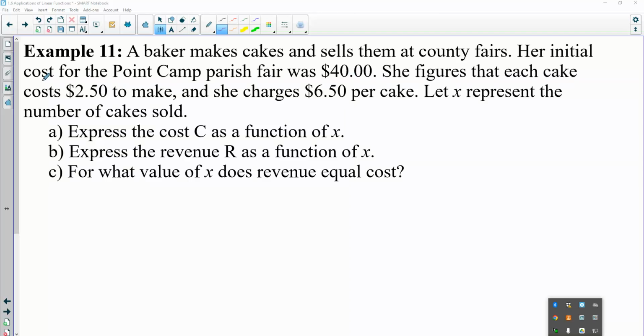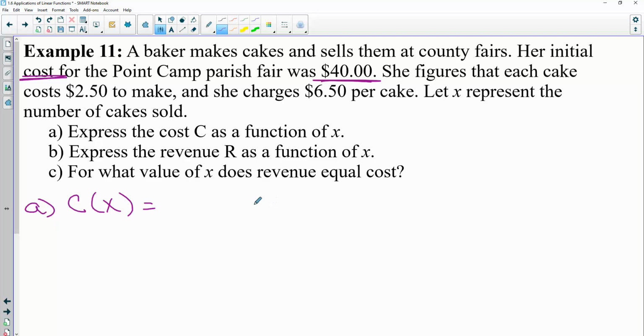So a baker makes cakes and sells them at county fairs. Her initial cost for the fair was $40. Okay, so that is part of her cost, what she has to pay. So first we're trying to write our cost function. Did you pay that $40 multiple times or one time? That's like her spot. Right, that's to get her booth in the fair. So that's a one-time fee, so that is like a y-intercept.